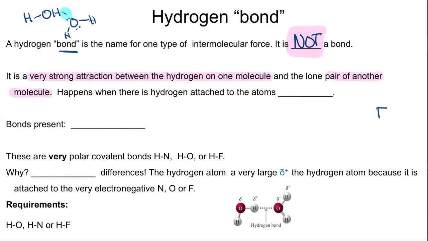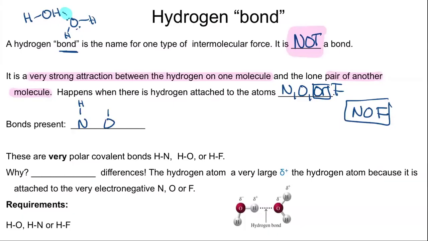If you look at your periodic table, you have F and O and N. It's going to be attached to these atoms, N, O, or F. So hydrogen will be attached to those. So I can have a hydrogen bond with an NH, I can have a hydrogen bond with an OH, or I can have a hydrogen bond with an FH. Any of those will work. And that's because they're very polar covalent bonds.